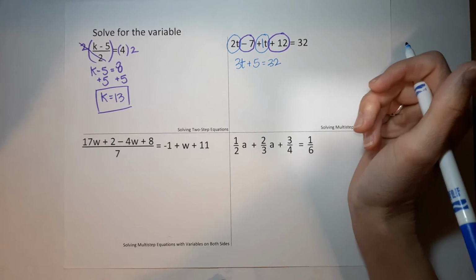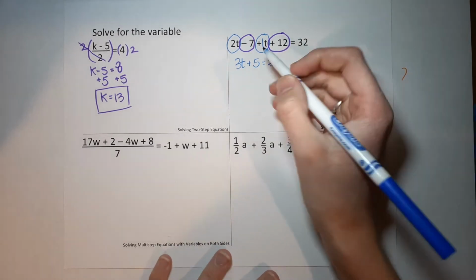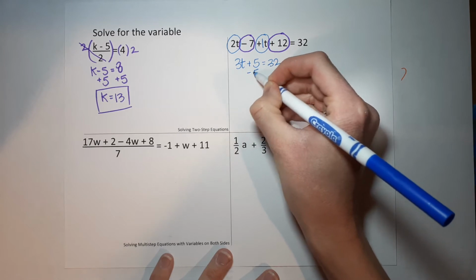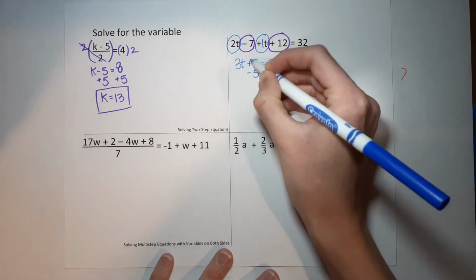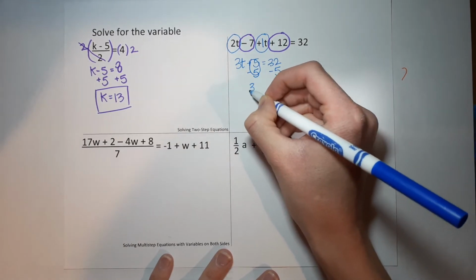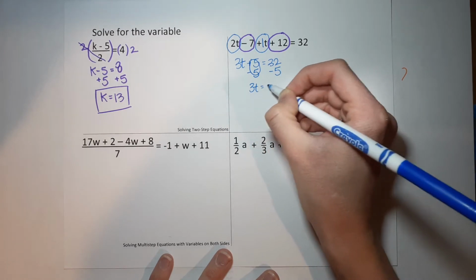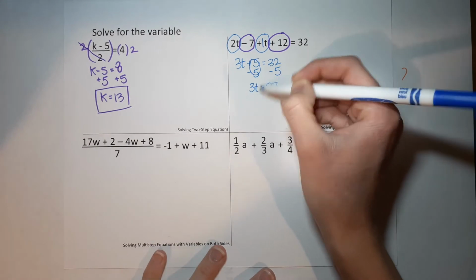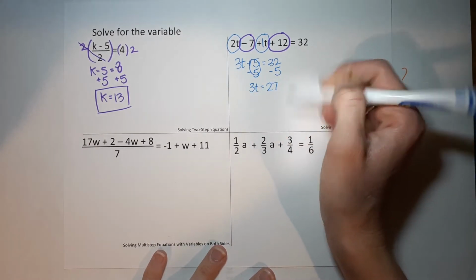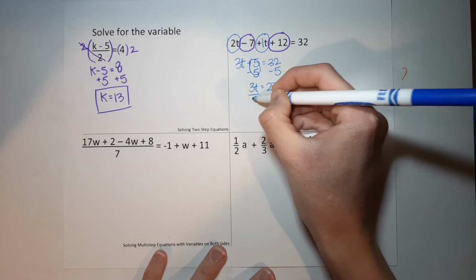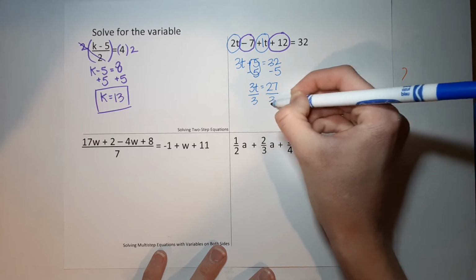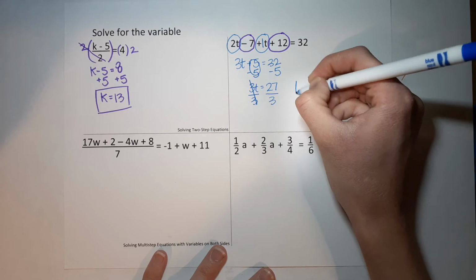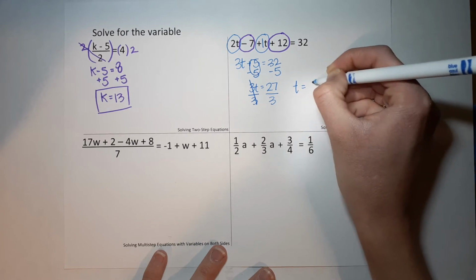Now this is just like a two-step equation. So I need to get rid of this positive 5 by subtracting 5 from both sides. So I've got 3t equals 27. These are being multiplied together, so to undo the multiplication, I just divide. Divide by 3 on both sides. That goes away, so I'm left with t equals 9.